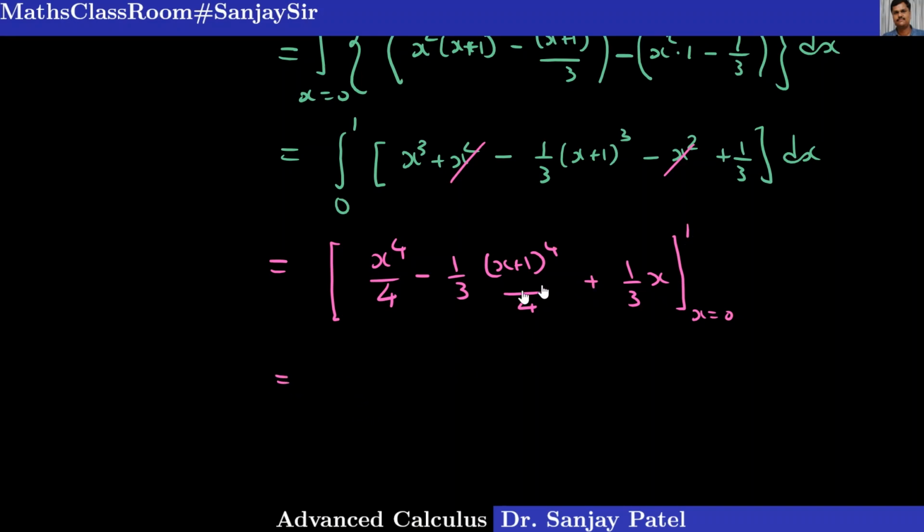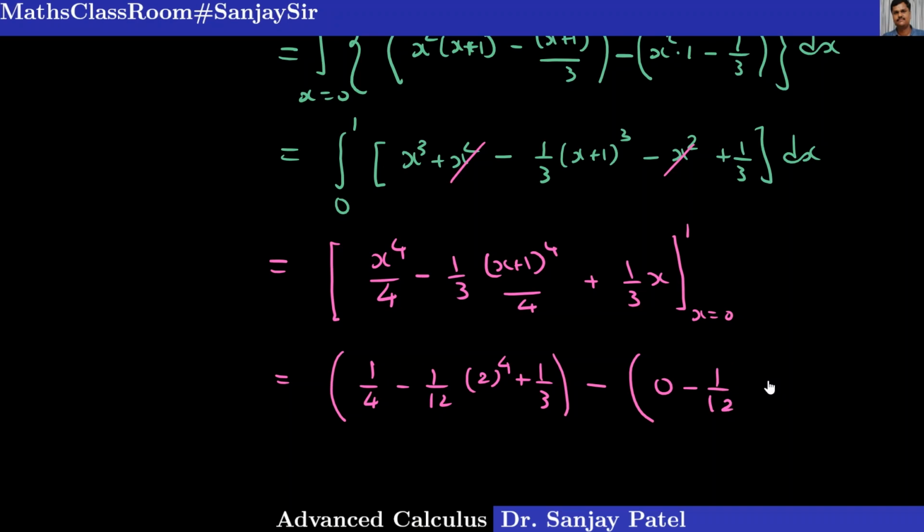So we put x equal to 1 because everywhere x is there. What I will get here is 1 by 4 minus 1 by 12 into, x equal to 1 means 2 raised to 4, plus 1 by 3, minus, putting x equal to 0, we'll get 0. Then here 0 plus 1 is 1. Remember, everything will not be 0. In this term, we'll get minus 1 upon 12. And here you will get 0.